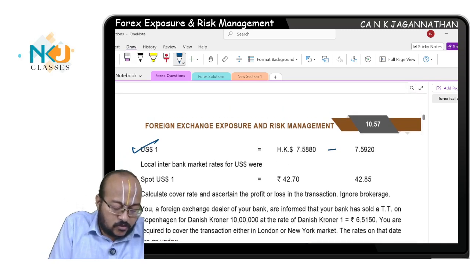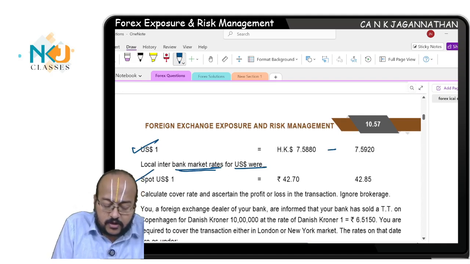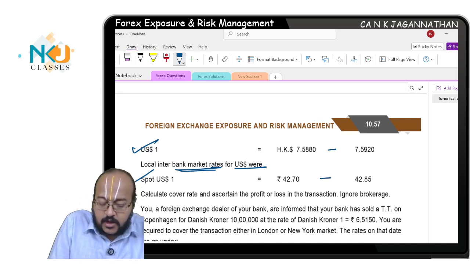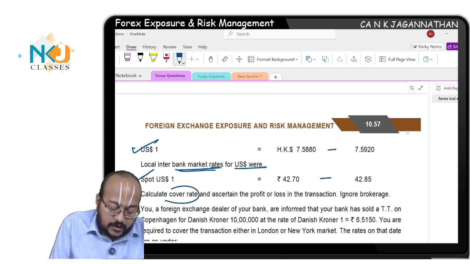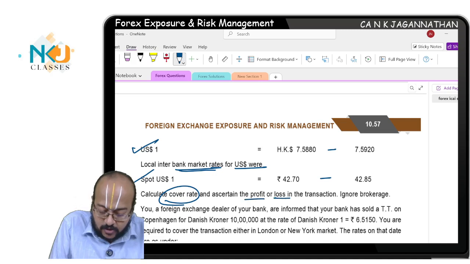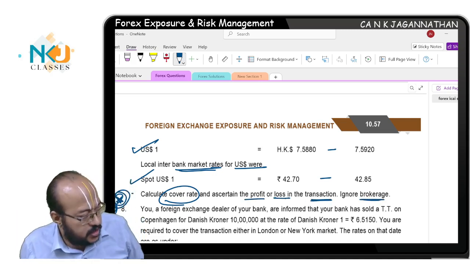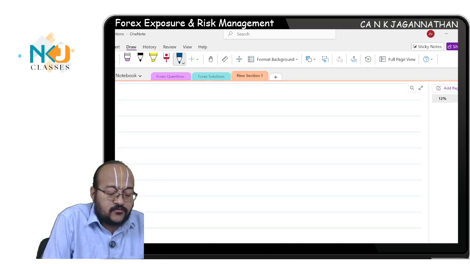See, next, local interbank market rates for US dollar, where spot US dollar 1 is equal to 42.7 and 42.85. Bid rate and offer rate given. Calculate cover rate and ascertain the profit or loss in the transaction. Ignore brokerage. This is the question being asked. Before trying to solve the question, you need to understand what a covered deal does.